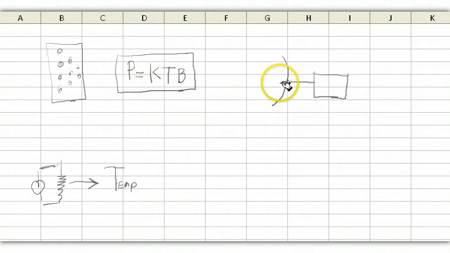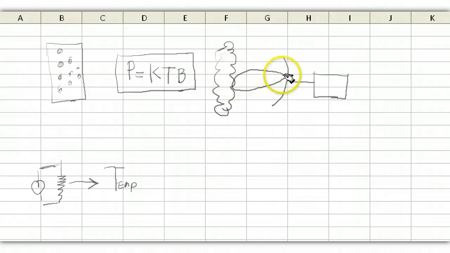But guess what? An antenna looks into something. It looks into either the warm earth or a star or something. So there's a cloud out here. Let's assume that this cloud is much larger than the beam width of this antenna. In other words, the major lobe on that antenna is looking into this cloud.